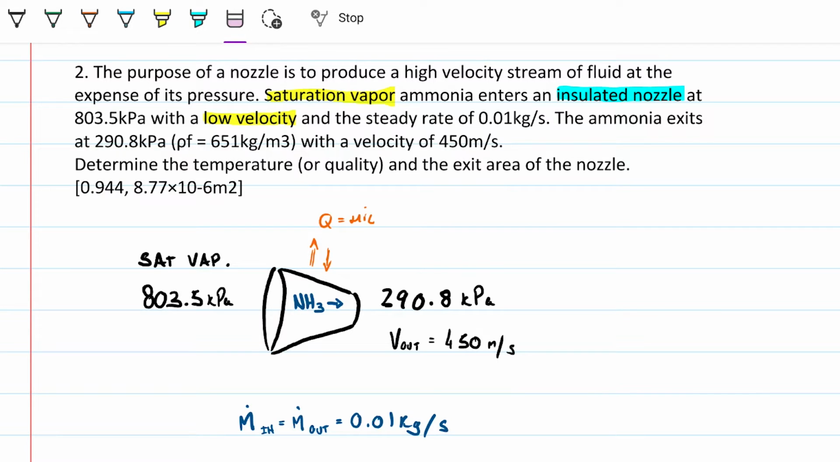We have a steady rate, so that means the continuity equation can be applied. That means the mass flow rate is going to be 0.01 on the inlet and the outlet. At the exit, we have one thermodynamic property, which is the pressure. So we don't have it completely defined, not yet anyways. And the velocity of 450. We also determine the quality of the exit and the area.